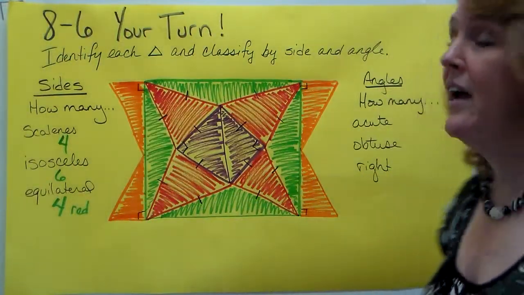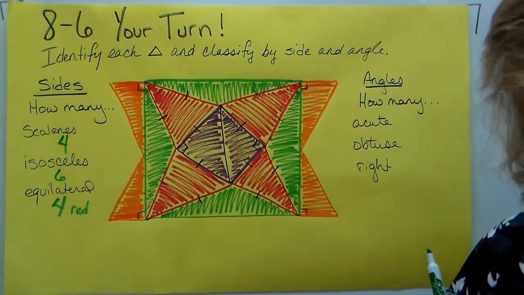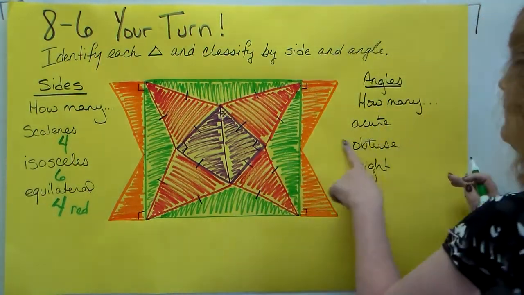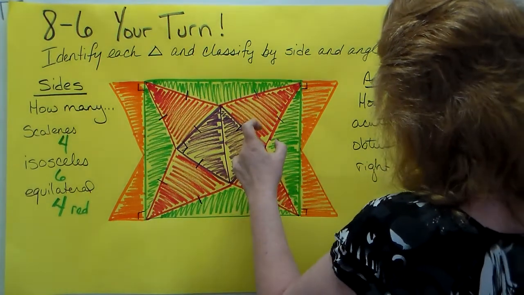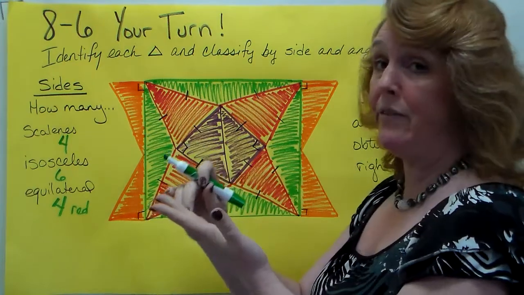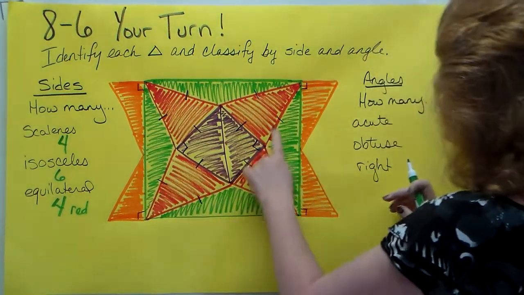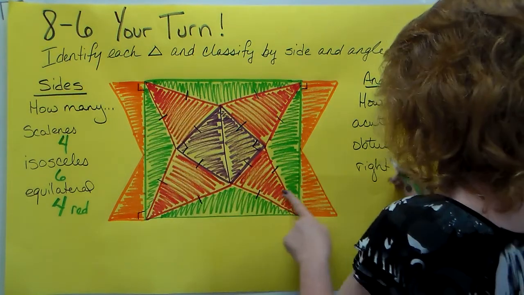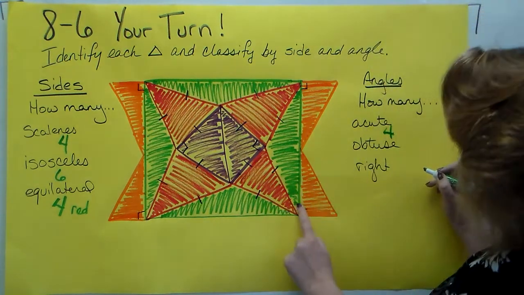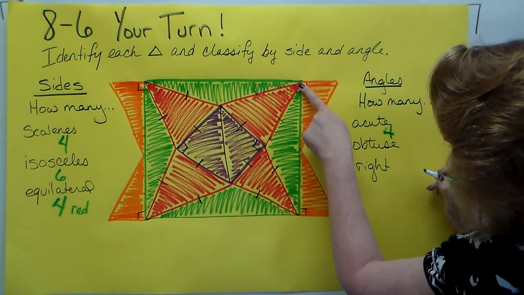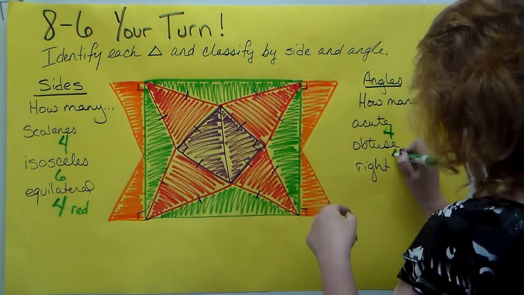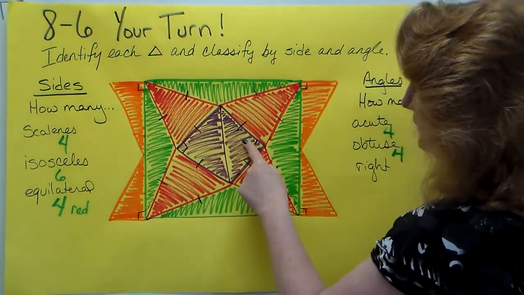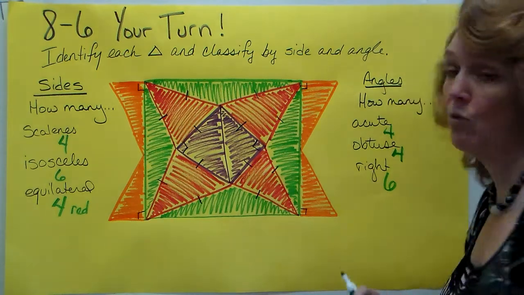Then we got to look at angles. I'll come back. I'm being interrupted. So, how many of these are acute triangles? Which means they don't have any right angles and they don't have any obtuse angles. All the angles are smaller than 90. So, the red ones are all acute. And that's it. So we've got four acute ones. Obtuse, the green ones are obtuse. So you've got four of those. And then the right triangles are the orange ones have right angles and our purple ones have right angles. So we've got a total of six right triangles.